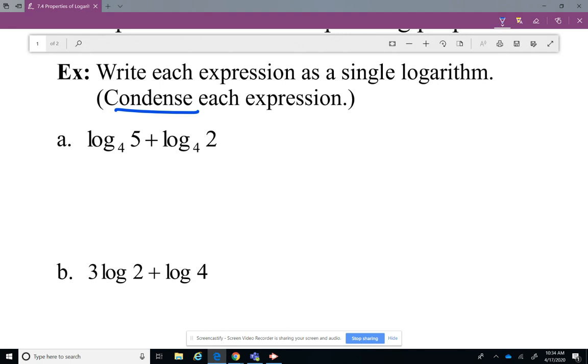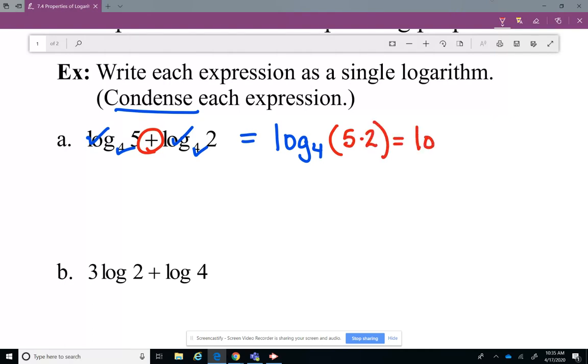Now, the first thing you always check is, are the logs the same? They are. I see a plus sign. So what you want to do next is write log base 4. All right, so you've taken care of your log base 4s. Now you're looking at the plus sign, and when you see the plus sign, you're going to multiply. So what are you multiplying? You're multiplying the 5 times the 2. So you're going to have log base 4 of 10. That just got condensed or simplified. We're writing it as a single logarithm.